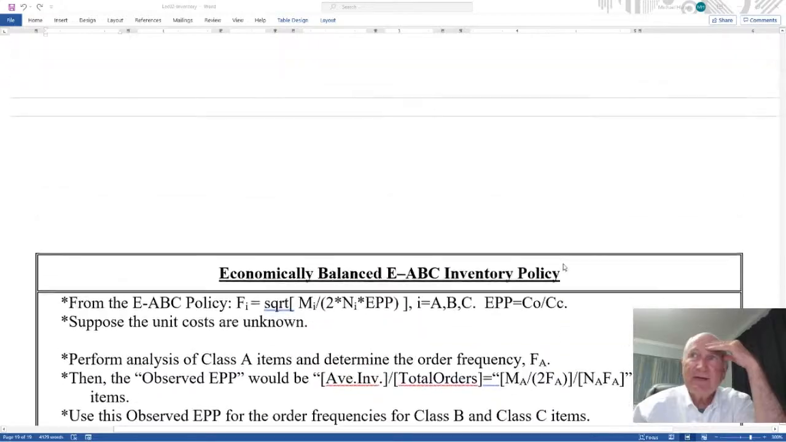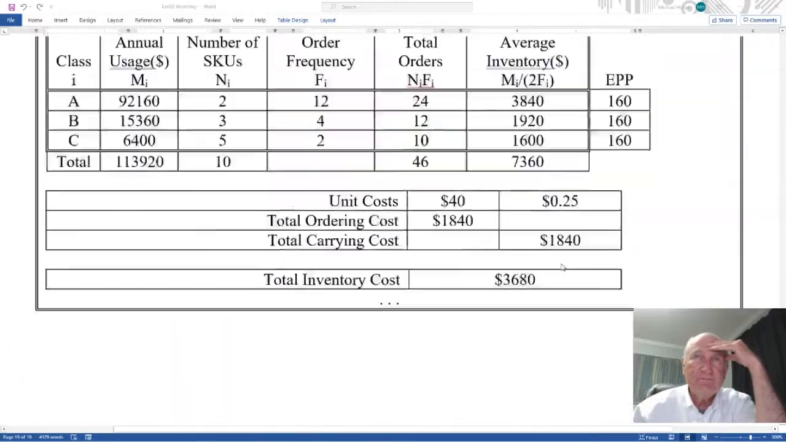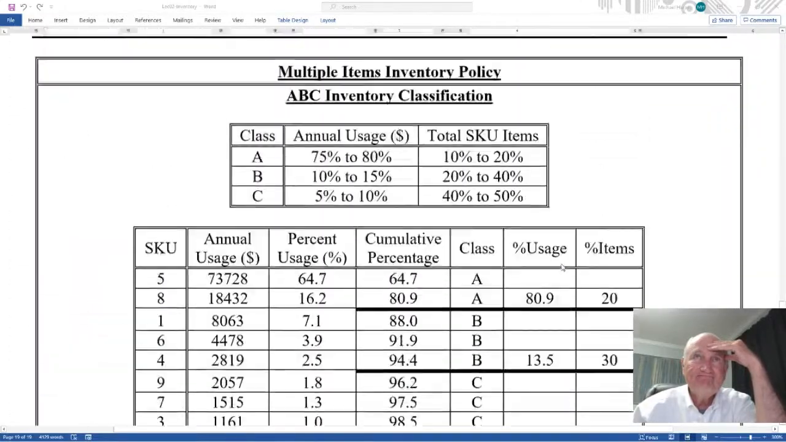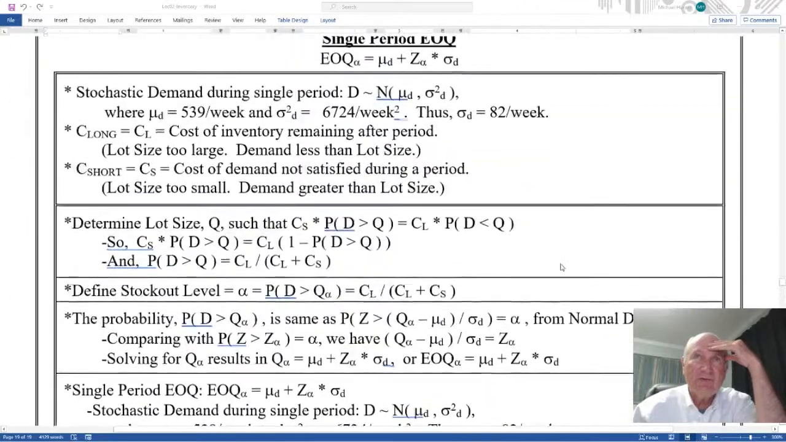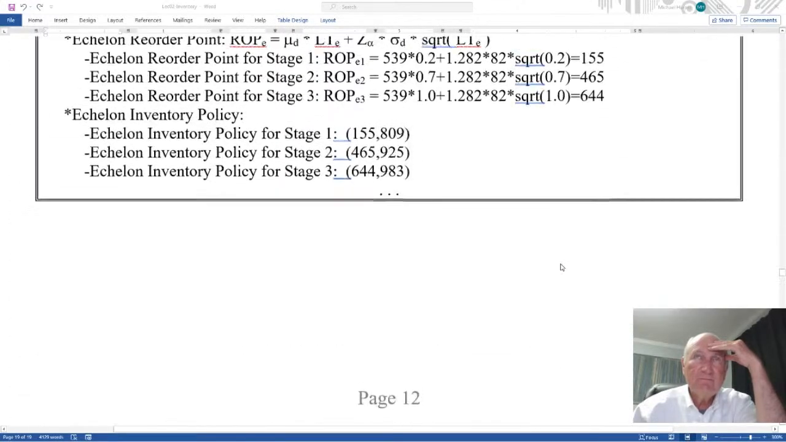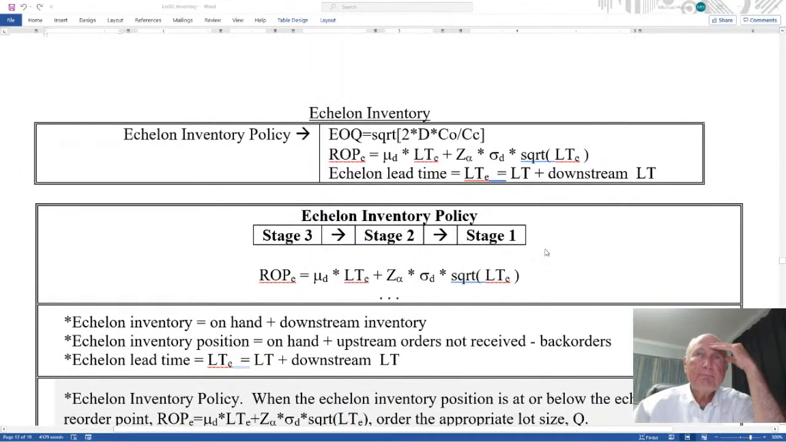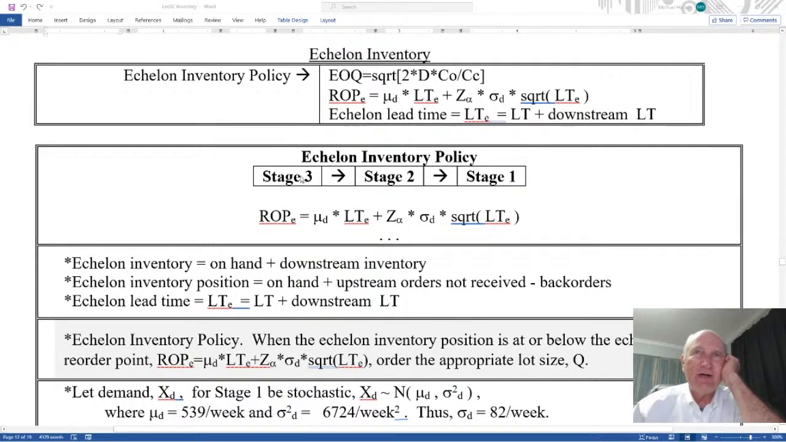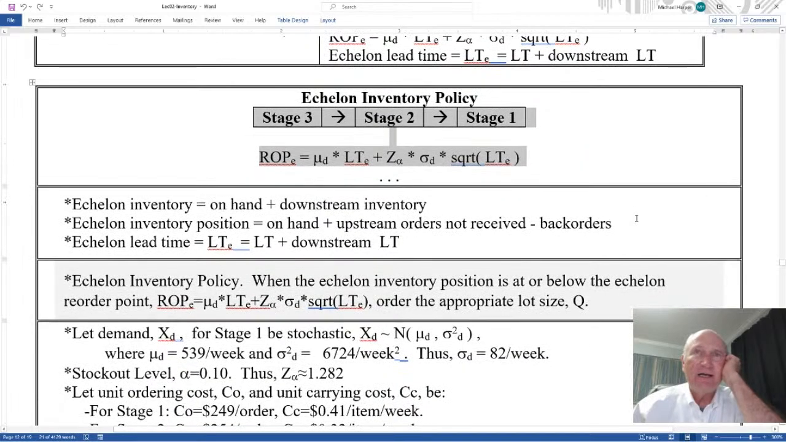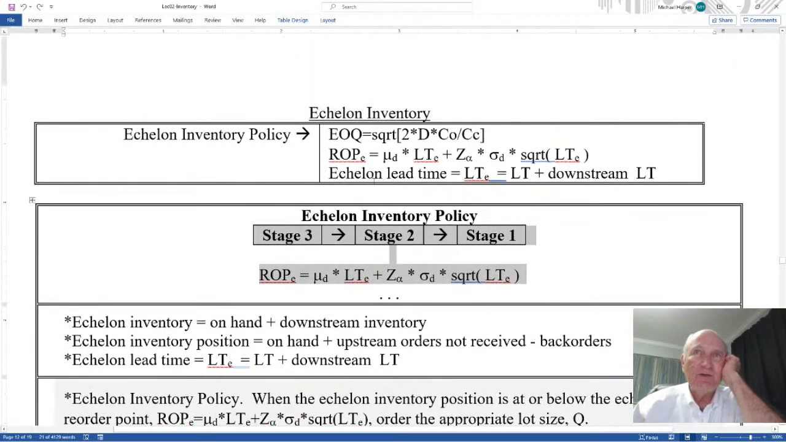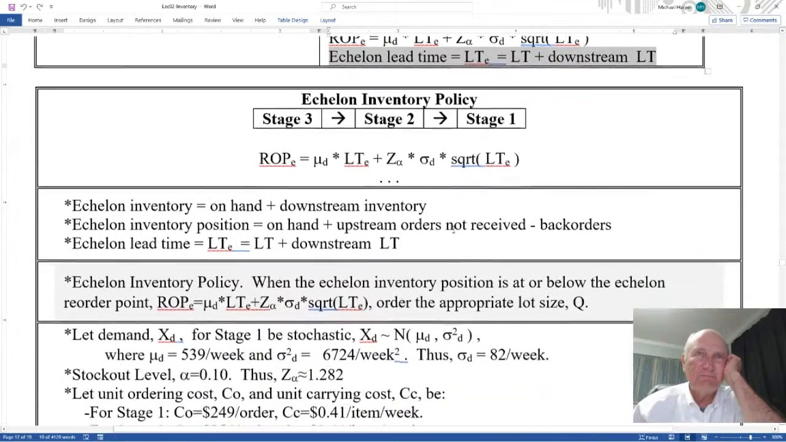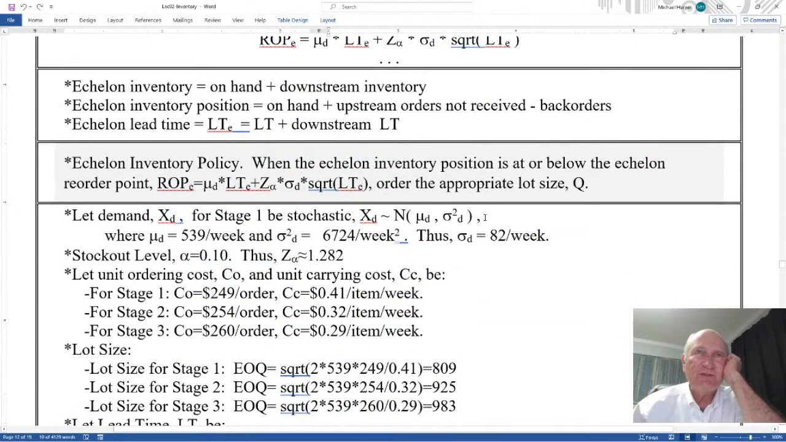Okay, next, let's come back up where we were before. Here we go. Echelon inventory. Okay, in echelon inventory, all we're doing here, this is not optimal. This is a way to do it. And essentially, you'll have something called echelon lead time, which is a lead time plus all the lead time downstream. That's all you're doing. Okay, let me illustrate what this means here.